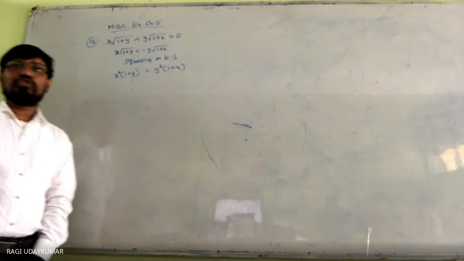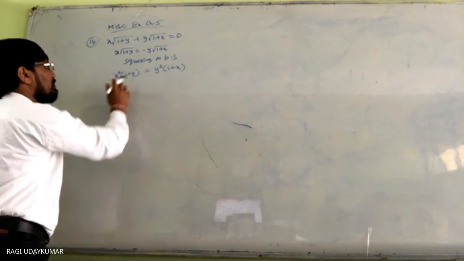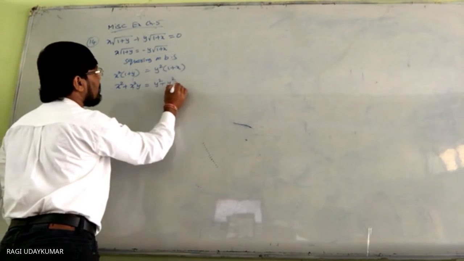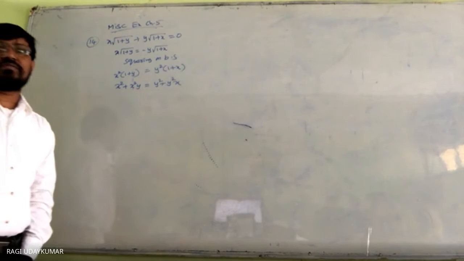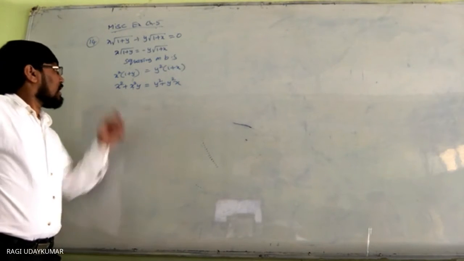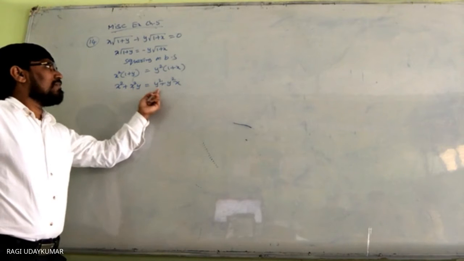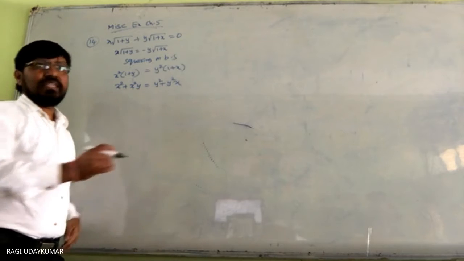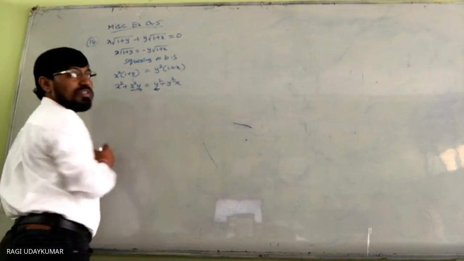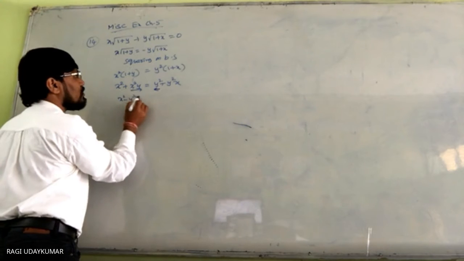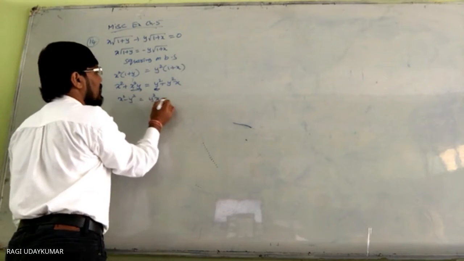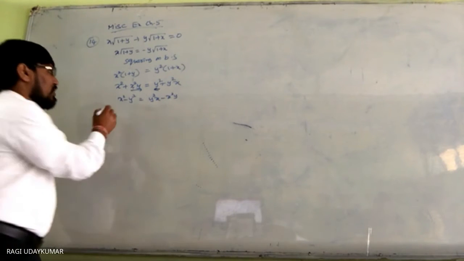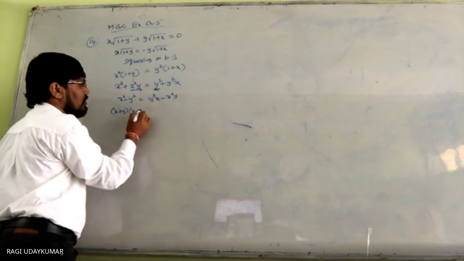Now all the y terms should be taken together. So first you multiply: x square plus x square y is equal to y square plus y square x. Let us transfer these terms to one side: x square minus y square is equal to y square x minus x square y. From this, x square minus y square can be written as (x plus y) into (x minus y).